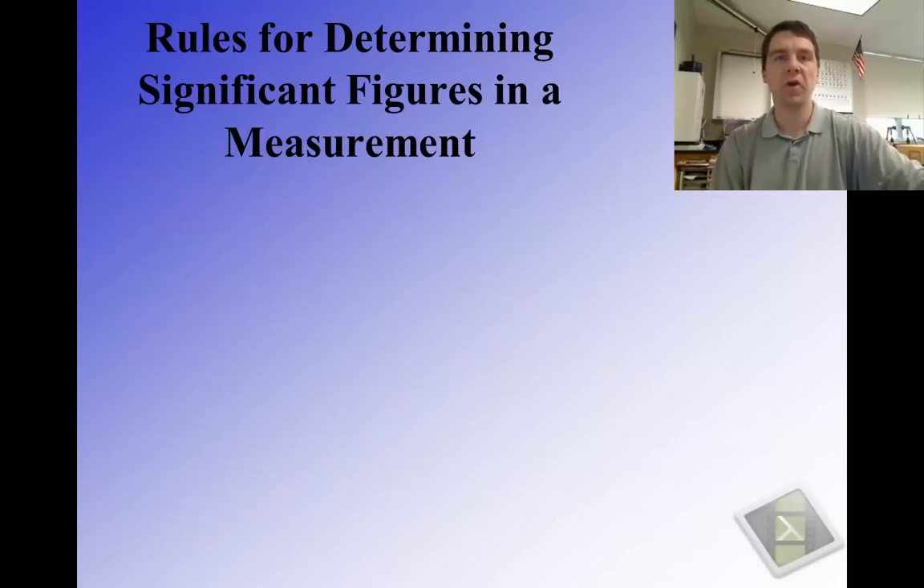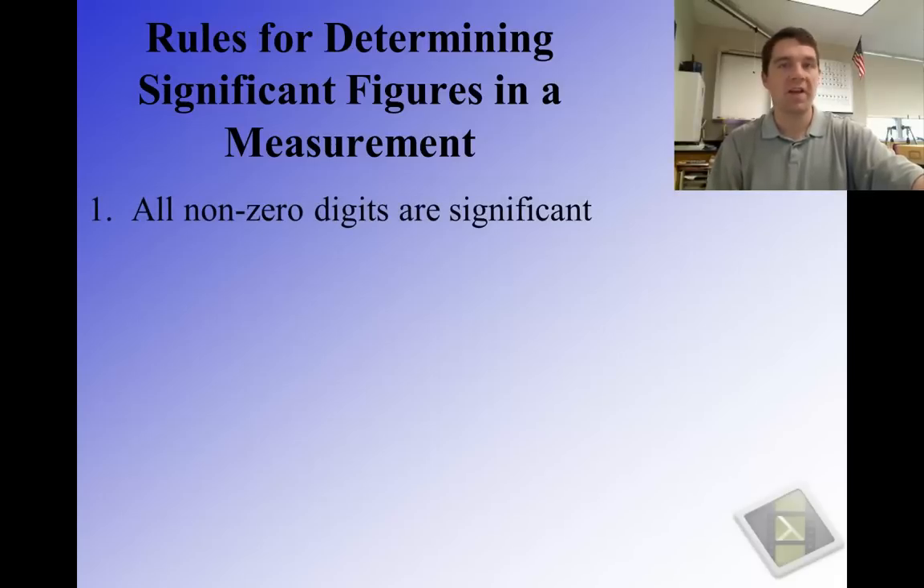Now, in terms of looking at a measurement and determining how many significant figures there are, this is going to be important because when it comes time to do calculations with these measurements, we need to be able to identify how many digits are significant and how many are not. The first rule applies to 90% of the possible digits you might have, and that is 1 through 9. All non-zero digits are always considered to be significant, so there's never any question about them.